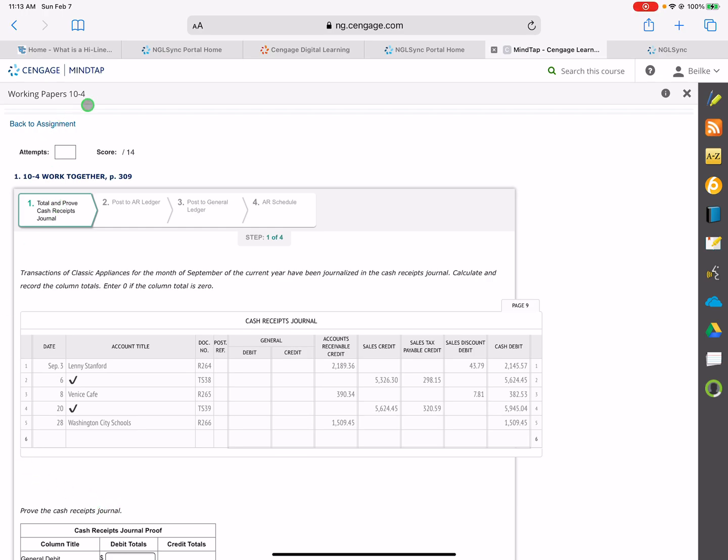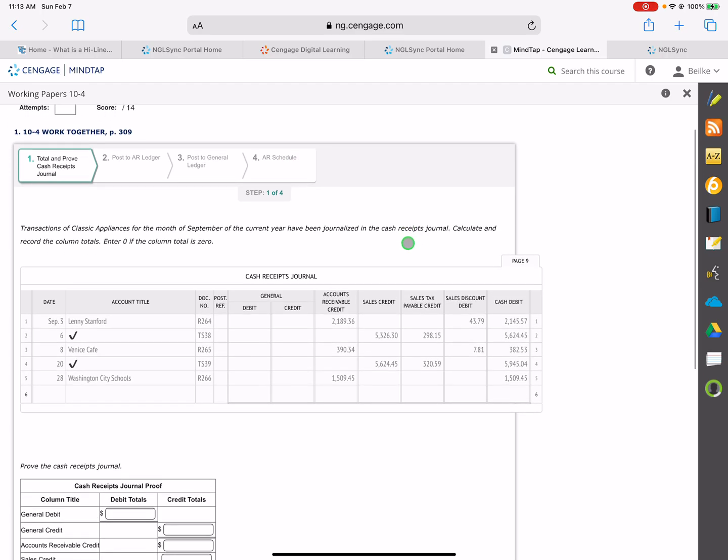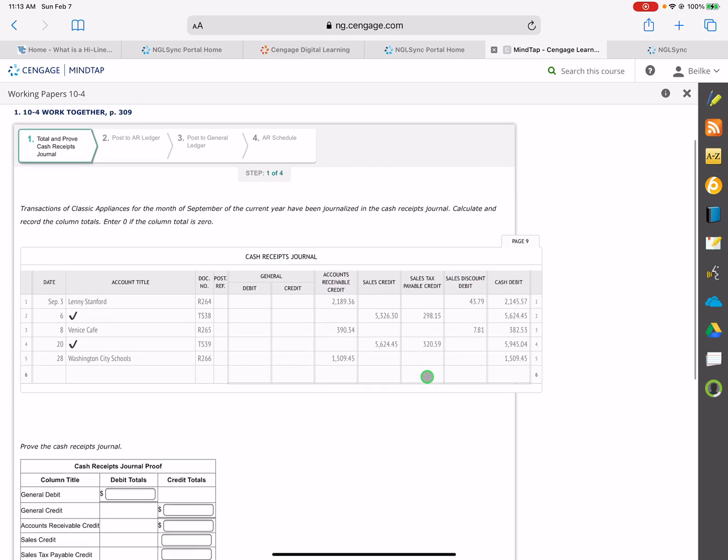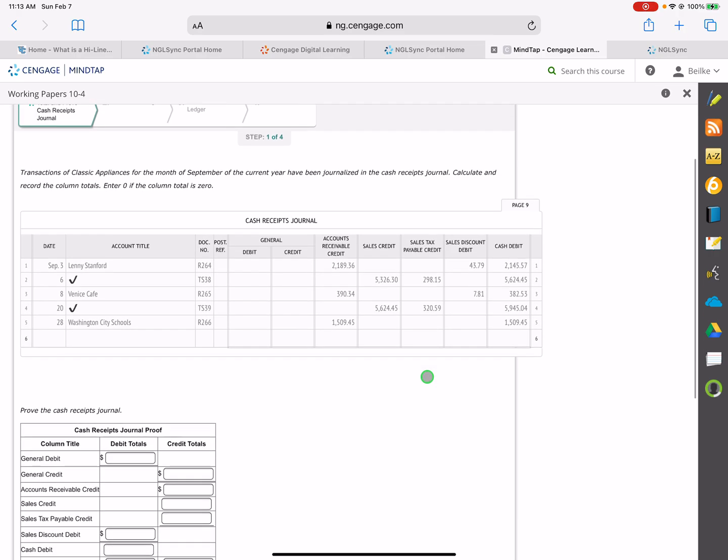Work Together 10-4 deals with totaling, proving the cash receipts journal, posting to your accounts receivable ledger, posting to your general ledger, and preparing an accounts receivable schedule. So the transactions here are listed. We've already done those. It says just calculate and record the column totals, enter 0 if the column total is 0.